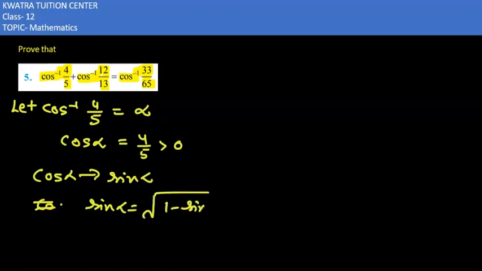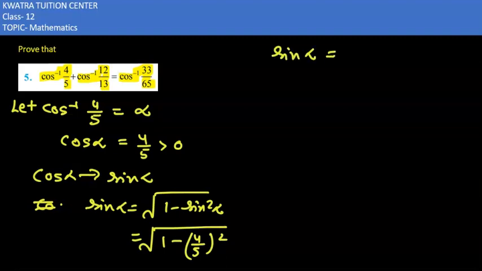next we will find our value for sin alpha. As per the formula, we will put sin alpha in terms of cos alpha. So sin alpha is equal to square root of 1 minus cos square alpha. Let's put down our value, which is 1 minus 4 by 5 to the whole square. So we will get our value for sin alpha, and after solving this, we get 3 by 5.